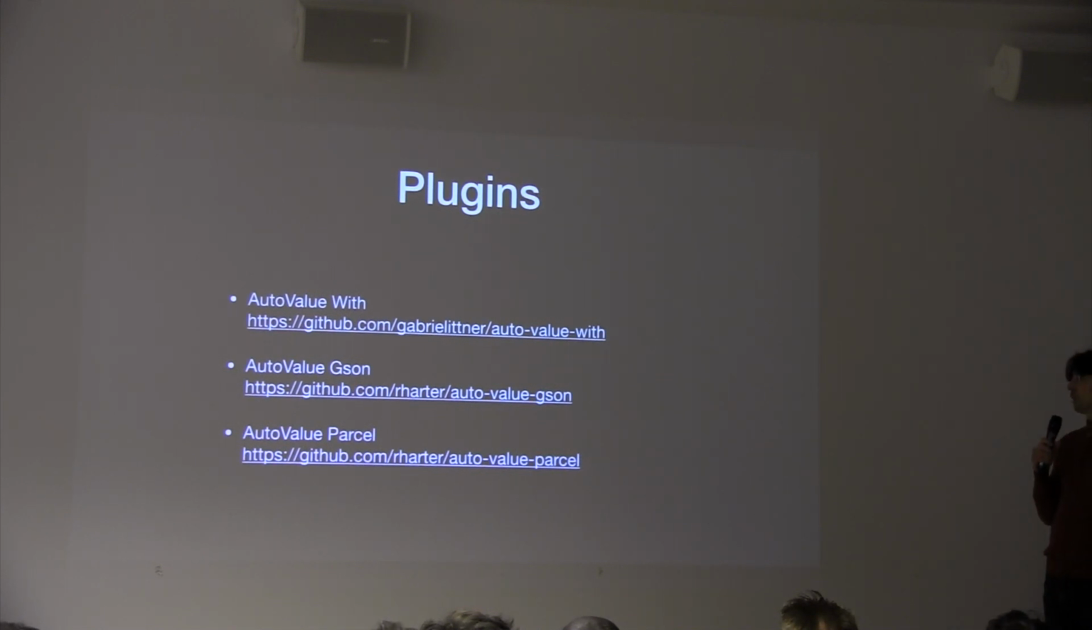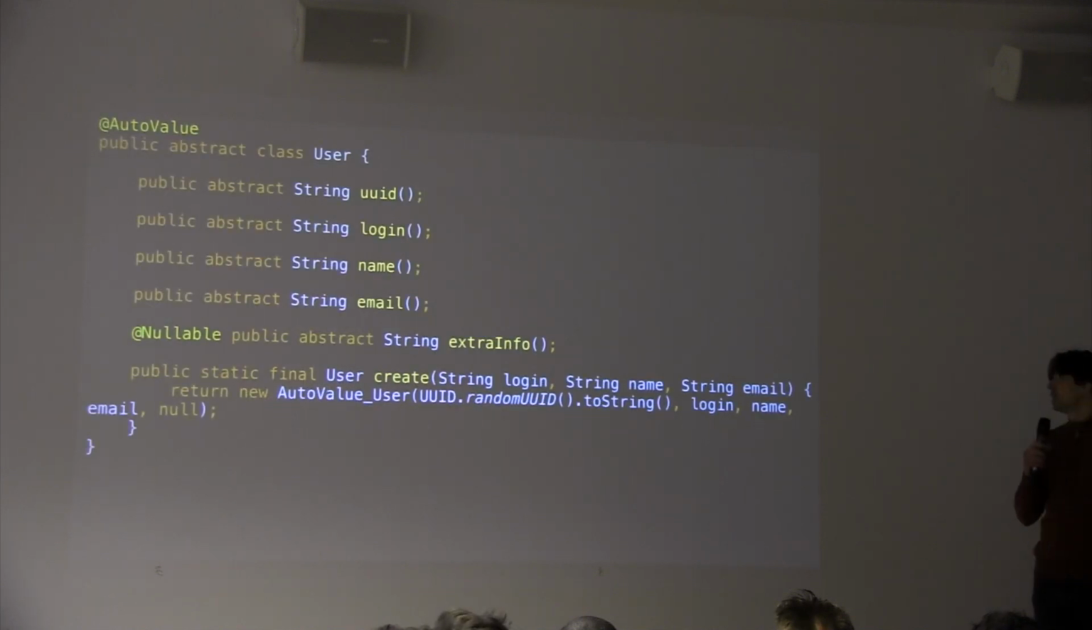And with plugins, you can get all of the other things that I presented before in the original class. So in our project, we were using these following three plugins. The "with" one is basically a simpler, faster way to have these methods to copy your class with some of the content modified. The AutoValue JSON by Ryan Harter generates type adapters for us for serialization. And AutoValue Parcel, also by Ryan Harter, generates the Parcelable implementation for us.